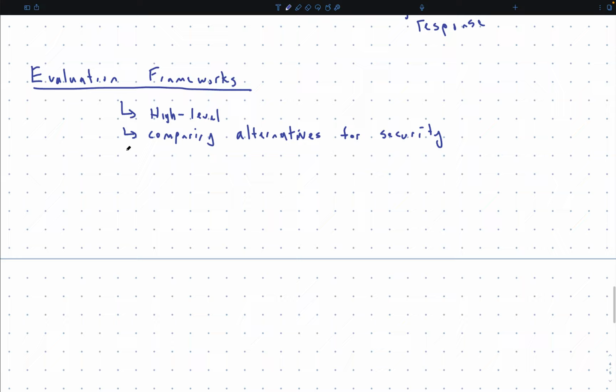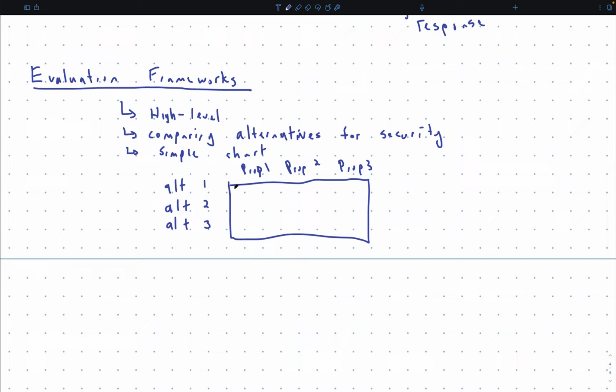Okay. And it's really simple, but it's actually harder to do than it looks. It looks really simple. You've already seen it. You just don't know it by its proper name. It's basically just a simple chart where you have, okay, here's the first alternative, the second alternative, the third alternative. And here are some properties that it should have. It should have this property, this property, this property. And then some sort of check marks to show whether it actually has those properties or not.